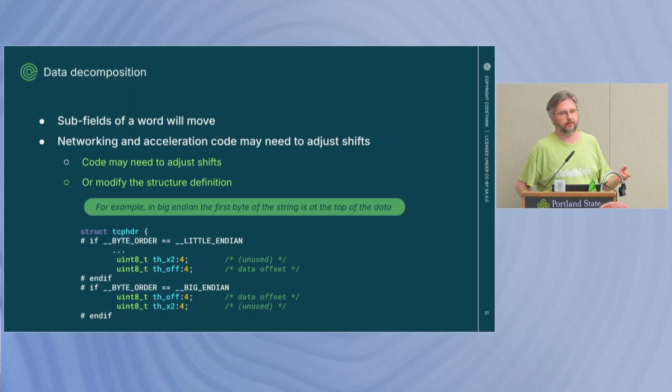When you have data decomposition, subfields of a word might move around depending on the endianness. So the code may need to adjust shifts or how the data structures are accessed. The example here is that depending on your endianness, you control which way round you load from the TCP header to get the bit I wanted from that header.